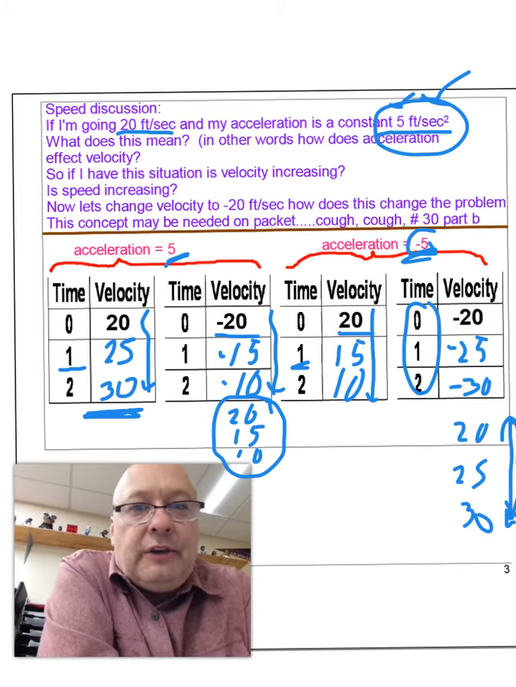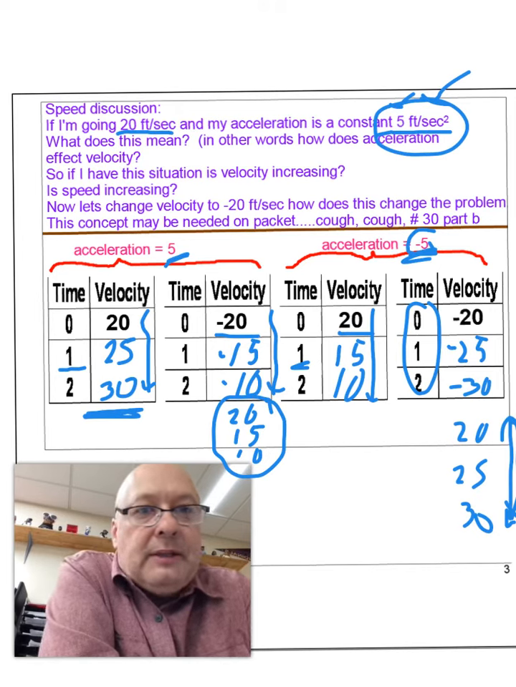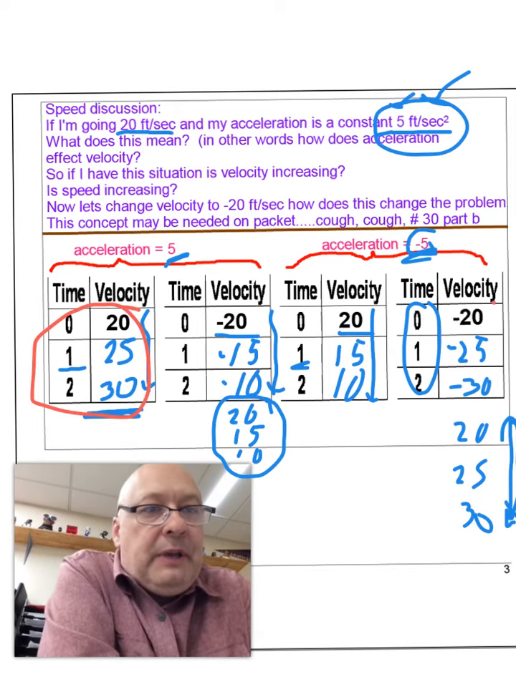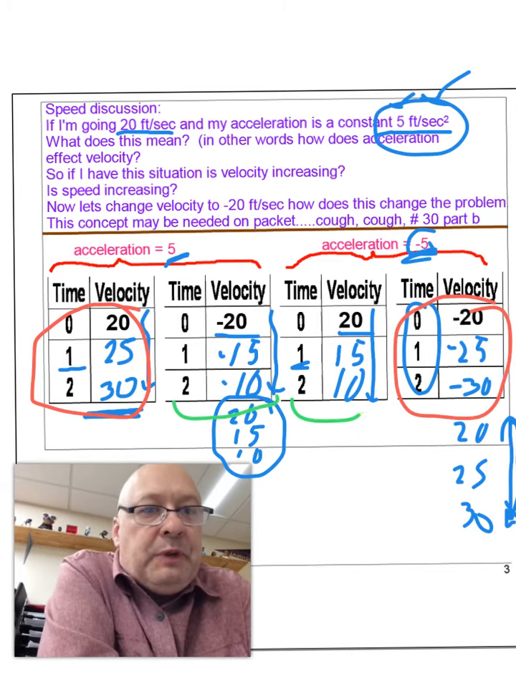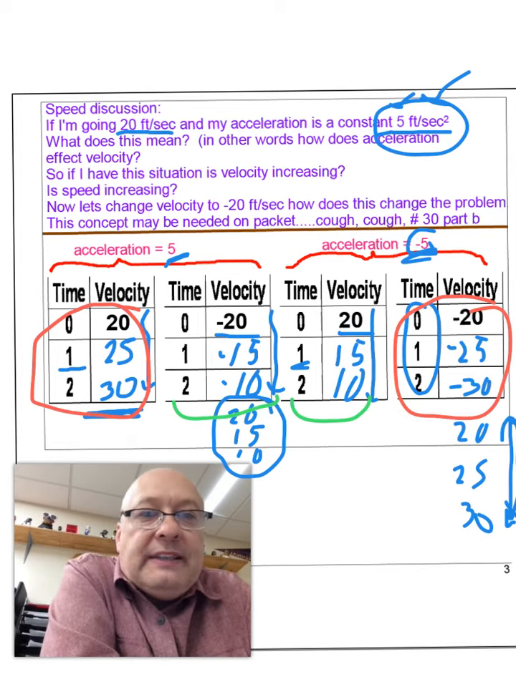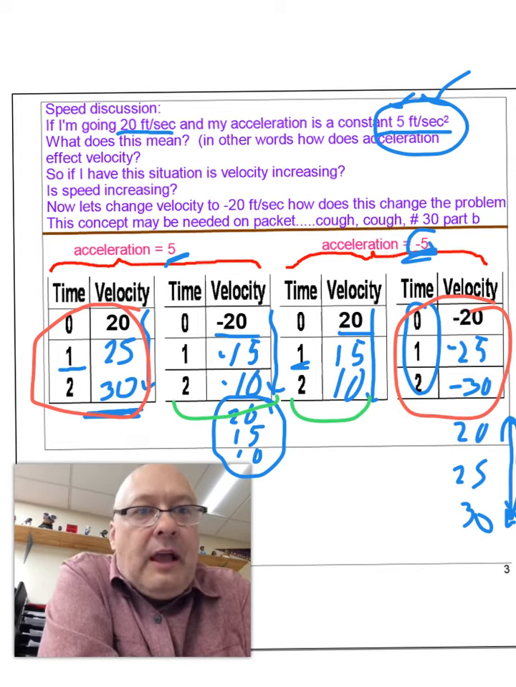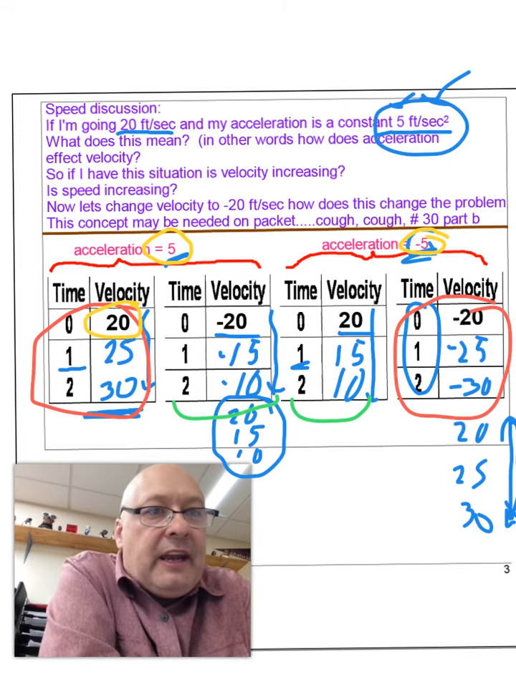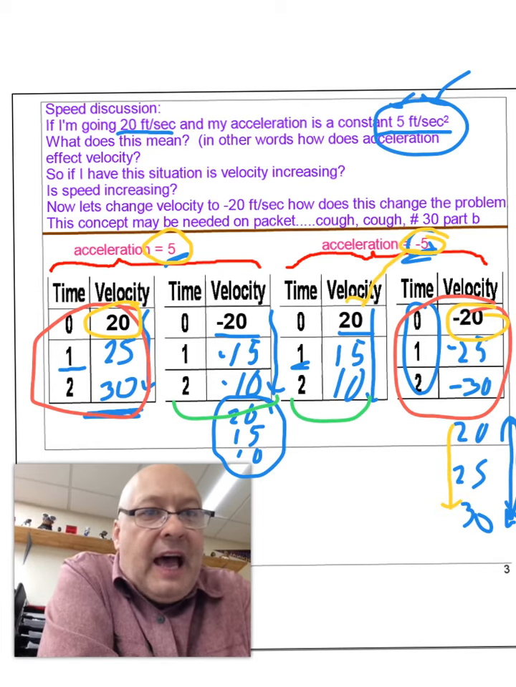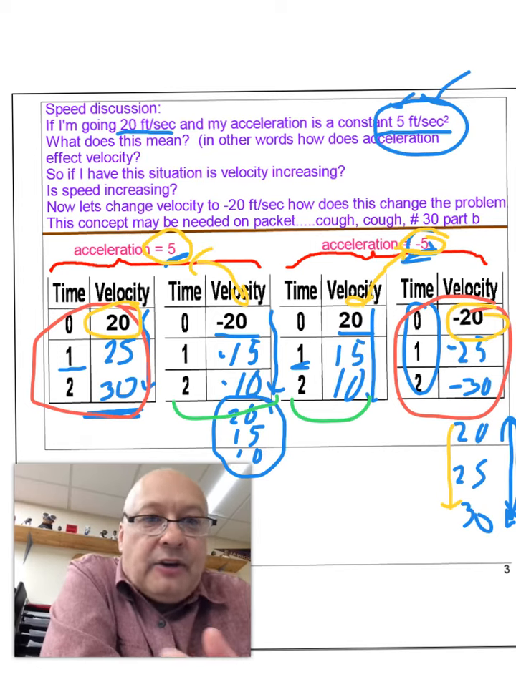So let me change colors here. Speed goes up. Green. Speed goes down. What's the similarities between them? Acceleration is positive, velocity is positive, speed goes up. Acceleration is negative, velocity is negative, speed goes up. If they're different signs, speed goes down. So that's a very important fact to understand.